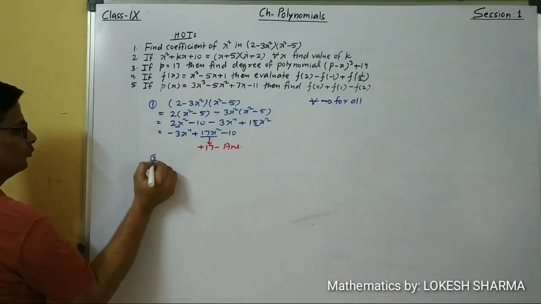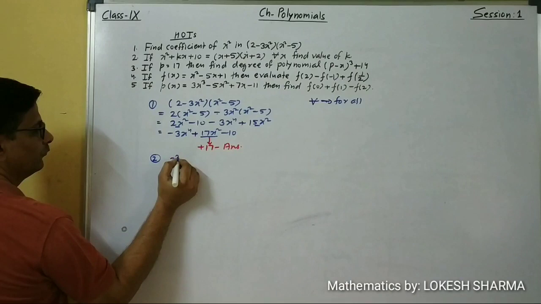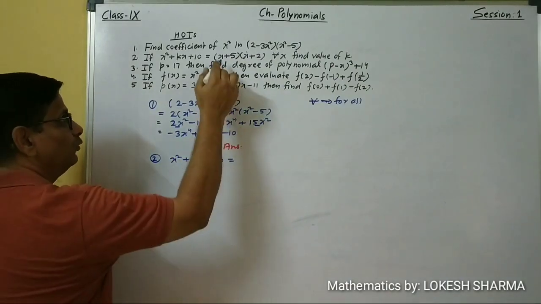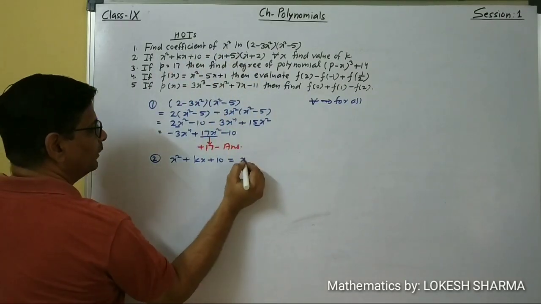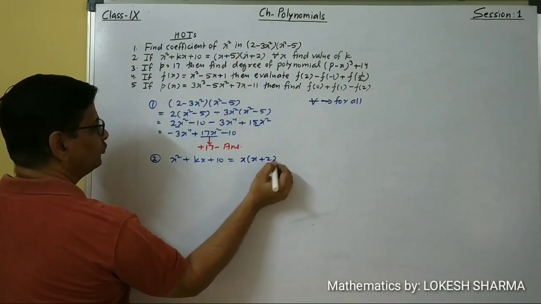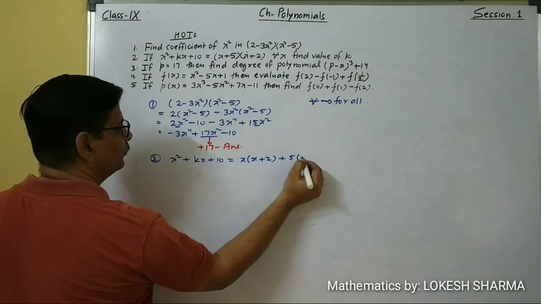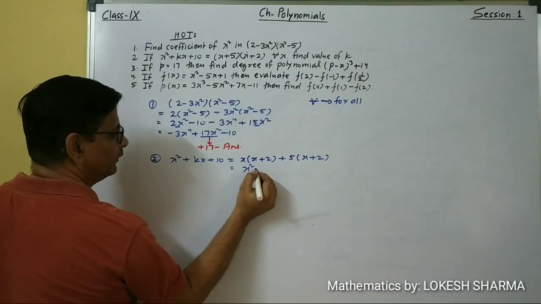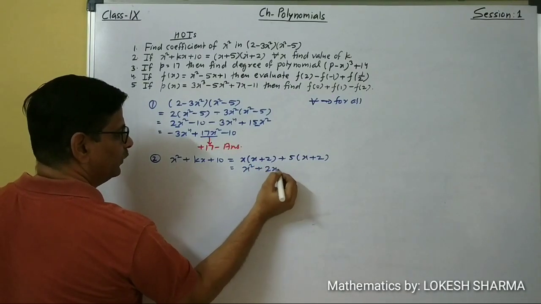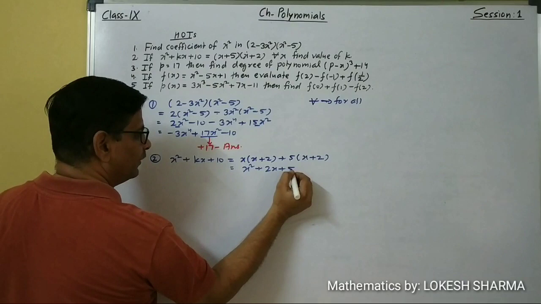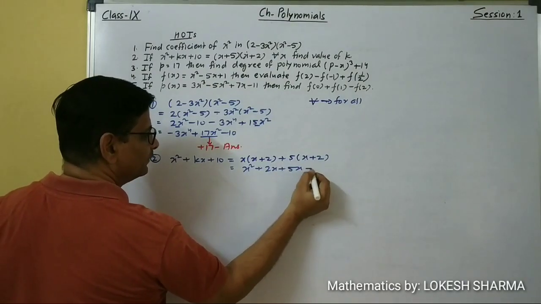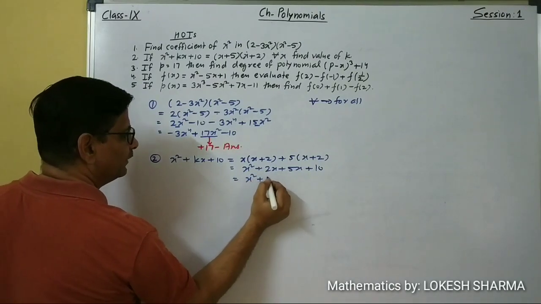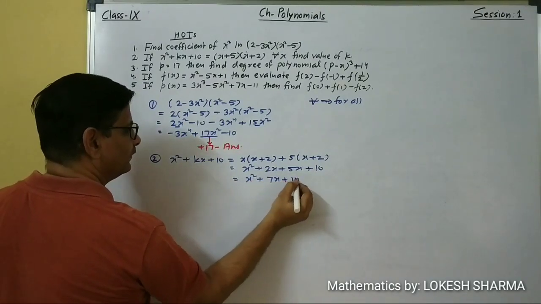Okay, so what we will do: x square plus kx plus 10 is equal to (x plus 5) into (x plus 2). So multiply: x into (x plus 2) plus 5 into (x plus 2). x into x square plus x into 2 is 2x, then 5 into x is 5x, then plus 5 into 2 is 10, and we will get x square plus 7x plus 10.